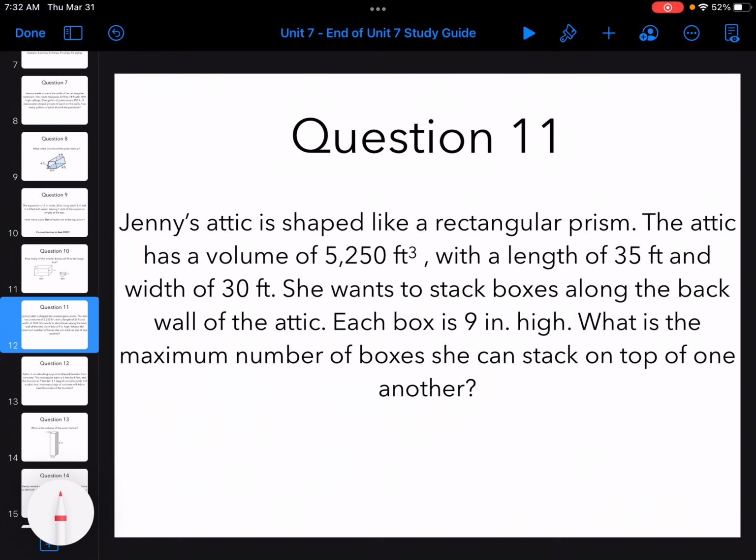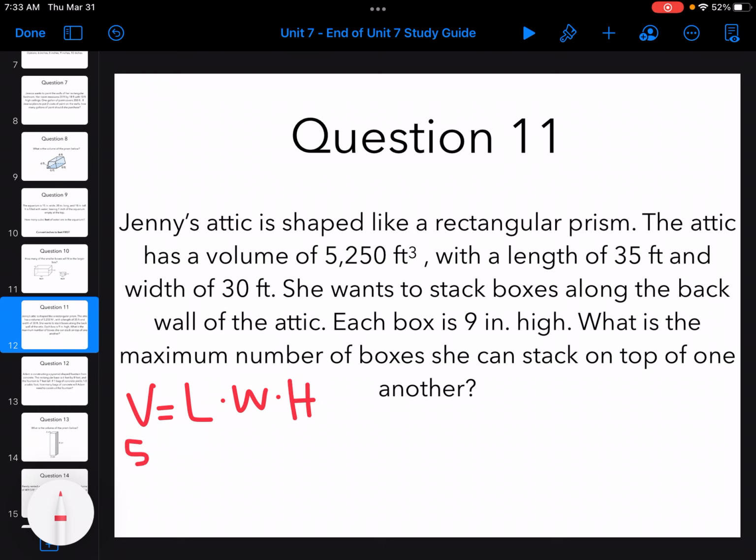All right, you've got an attic. Okay, so you've got an attic and it's shaped like a rectangular prism. So it's not like one with a peak at the top, like a regular attic. Just imagine it's like a box. So you've got your volume. Volume equals length times width times height.